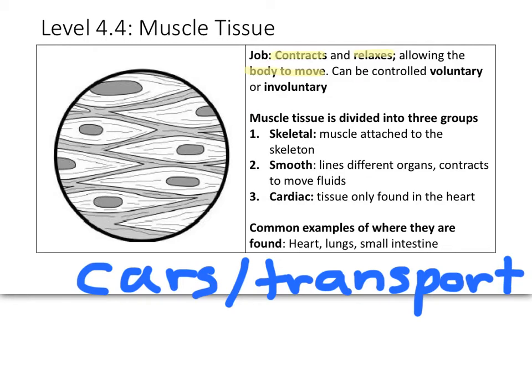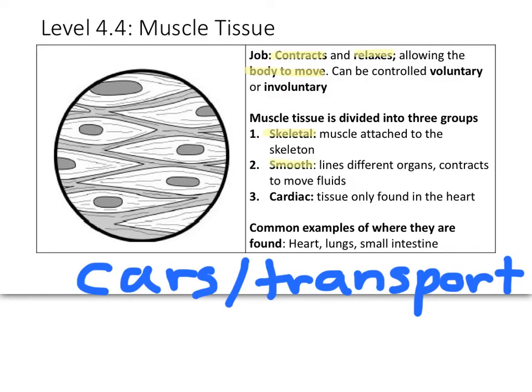Now, you can divide muscle tissue into three main groups. Our first group is skeletal. So those are all the muscles that are attached to the skeleton. So all of our biceps and triceps and hamstrings and calf muscles, everything that we can kind of touch on our arms and on our legs, those are all skeletal muscle. The second type is called smooth muscle.